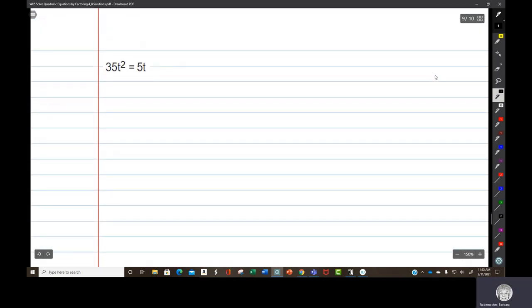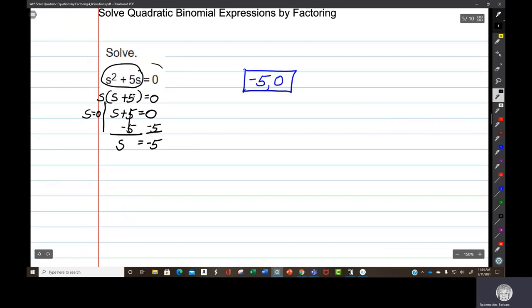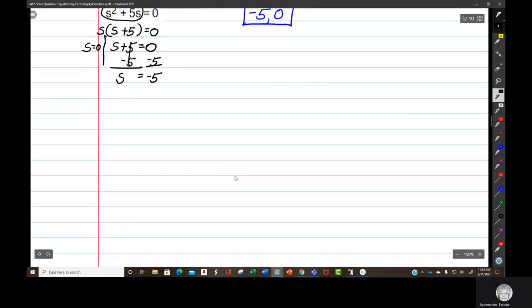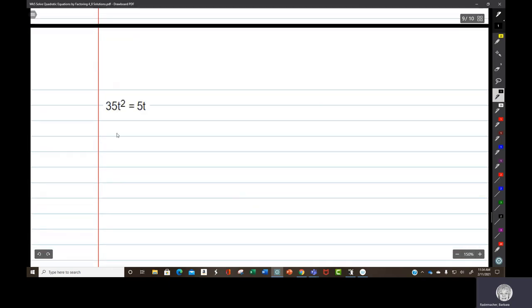Well, this actually is our last problem. We might as well go ahead and do it. This is pretty much like this. It's almost exactly like that. I use the zero principle and subtract 5t from both sides. Do not divide by 5t. You will get the wrong answer. I promise you, you should try it.